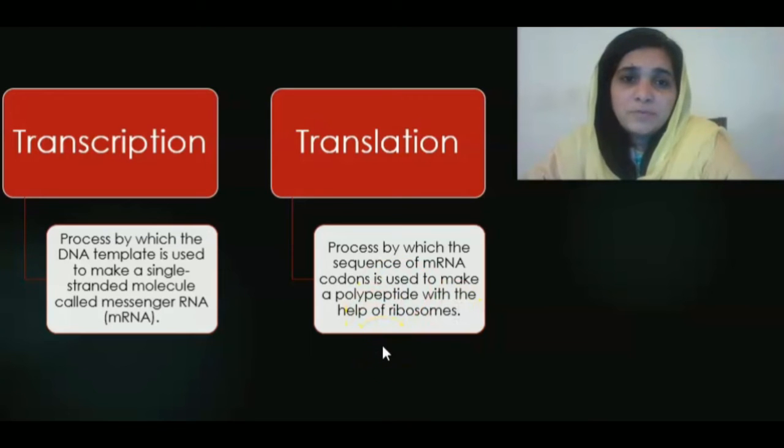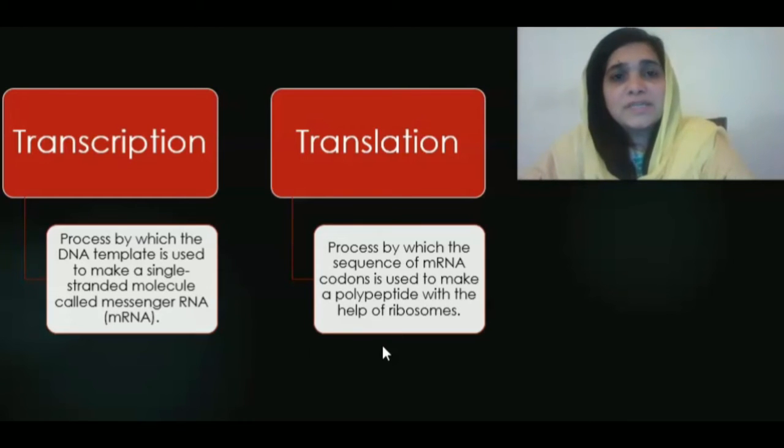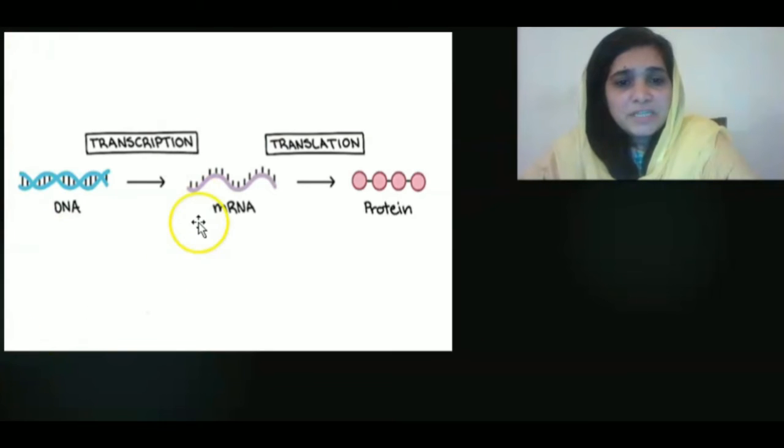So what do we actually want? We want to synthesize proteins. So protein synthesis with the help of genes will take place by two processes. The first one is called transcription, during which DNA will be changed into mRNA. The second one is called translation, during which mRNA will be converted into proteins or polypeptide chains with the help of ribosomes. So here is a diagram that will explain the process.